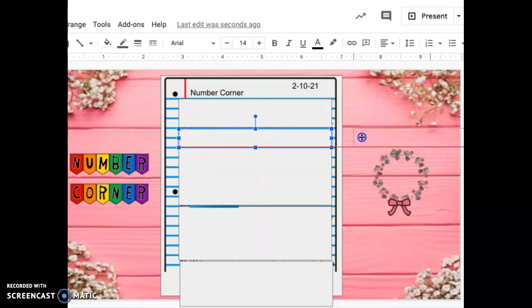Now we are on number 2. Today you are going to write 3 equations that equal 75. Now again, I want you to challenge yourself.